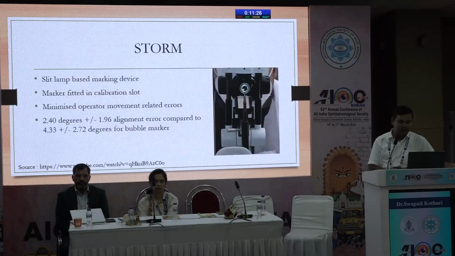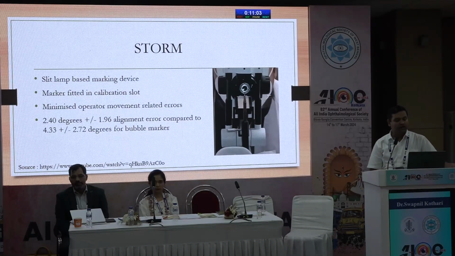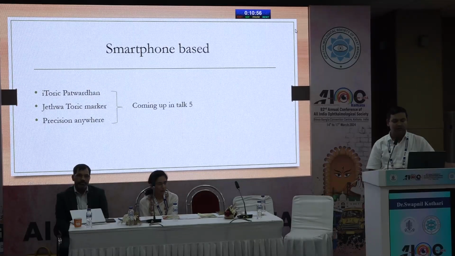Which is again available. Storm is an invention by one of our own ophthalmologists in India. It's a slit lamp based marking device. It's a marker which is fitted in the calibration slot of our slit lamp, and it basically minimizes operator related errors, operator movement related errors that can creep in when you are doing a bubble marking or any of the other markings. The accuracy is up to 2.4 degrees plus minus 1.96 degrees. It's a very simple and convenient device to use.